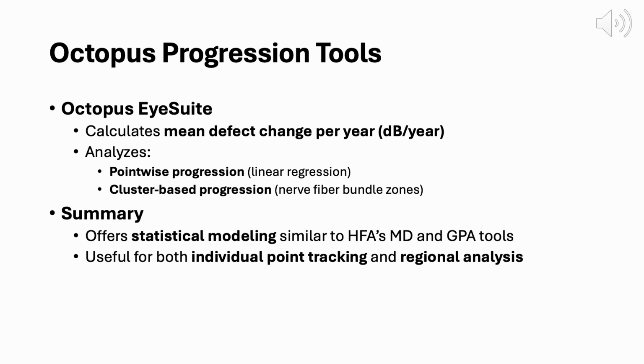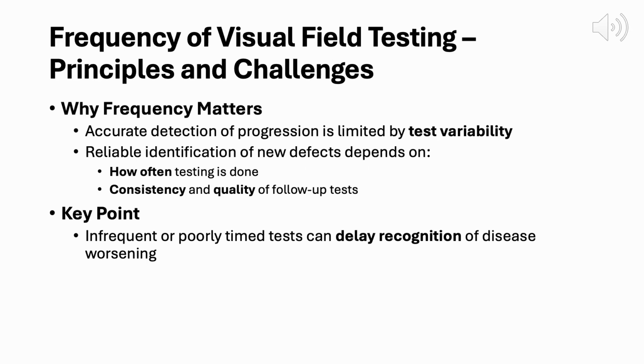When monitoring for progression, test frequency plays a critical role. Accurate detection is often limited by the inherent variability of visual field testing. To reliably spot new defects, we need consistent, high-quality follow-up exams. That includes both how often we test and how well the tests are performed. The takeaway here is important. If testing is too infrequent or poorly timed, we miss signs of worsening disease until it's too late.